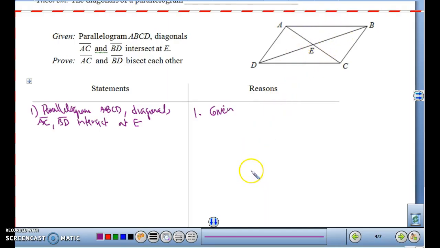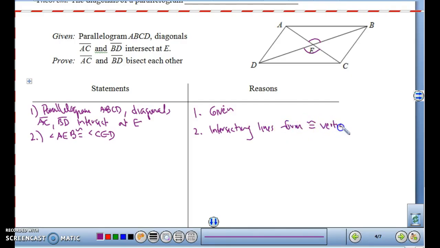All right, so let's talk about the diagonals intersecting. If the diagonals intersect, what do they make? Well, they make angles. This angle and this angle. What kind of angles are those? They are vertical angles. So we can say angle AEB is congruent to angle CED, because intersecting lines form congruent vertical angles. Okay, so that's from the intersection. We have these two angles are now congruent.